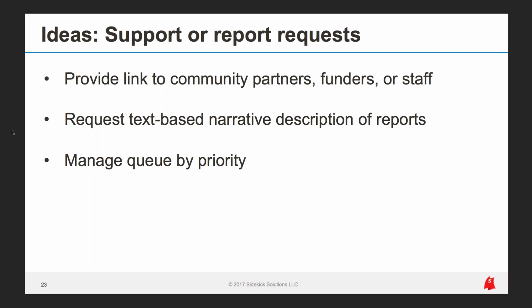And then the last one is for support or report requests. Now, you can provide this link to community partners, funders, or staff. You can request text-based narrative descriptions of reports, and you can manage your queue based on priorities. If there are people in your organization who do not have access to Apricot to log in, you can simply have some external portal where they can submit requests to you for technical assistance or reports, which then an administrator can process, queue up, and complete.